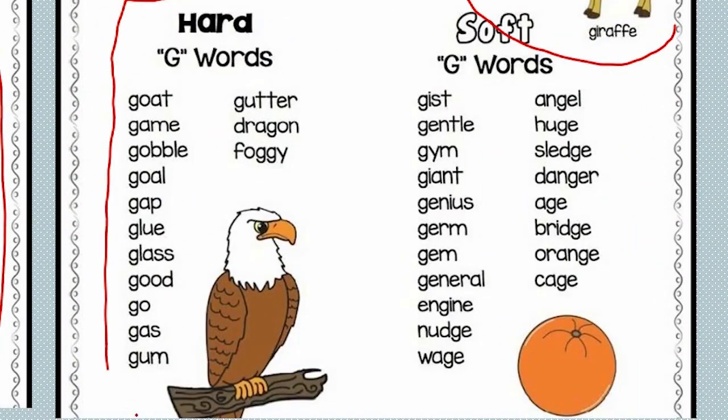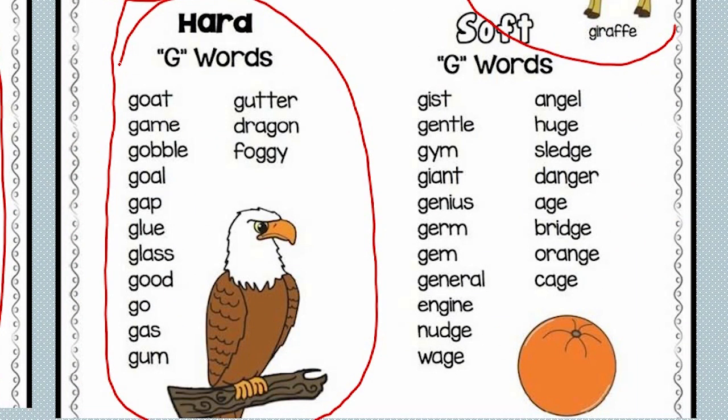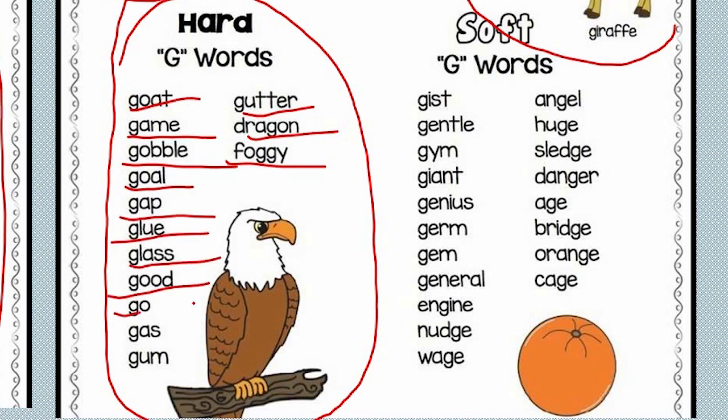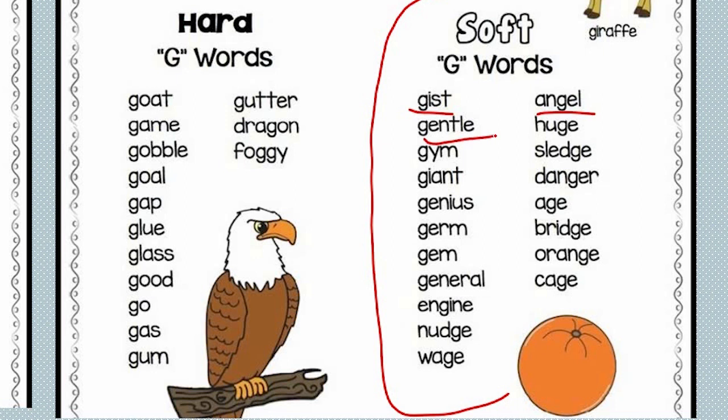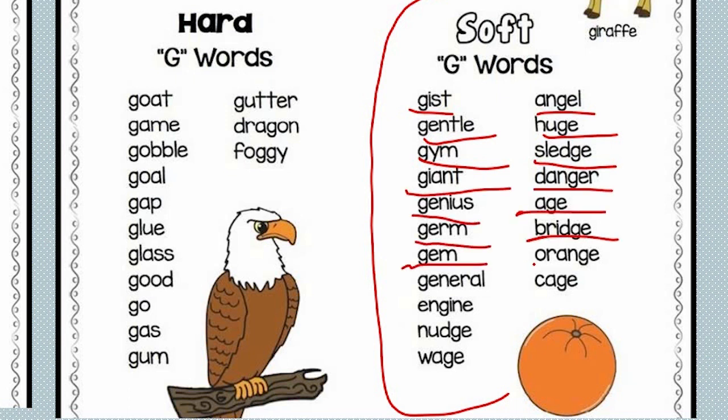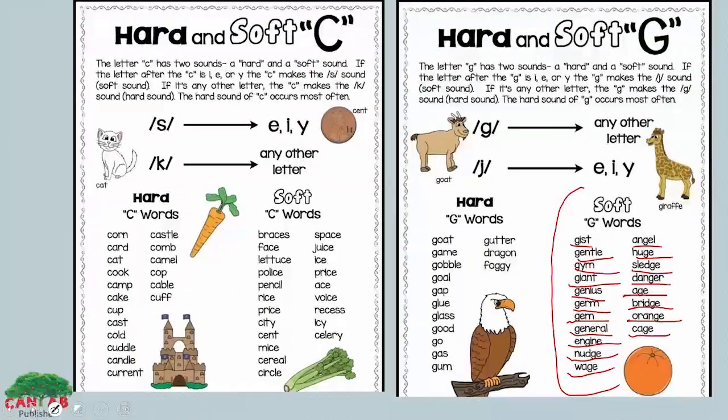Look at the hard G sound words here. Got, gutter, game, dragon, gobble, foggy, goal, gap, glue, glass, good, go, gas, gum. Look at the soft G sound words here. Just, angel, gentle, with the sound of J. Huge, James, sledge, giant, danger, genius, edge, germ, bridge, gem, orange, journal, cage, engine, nudge, wage. Now you have a very good idea of the hard and soft sounds of C and G.